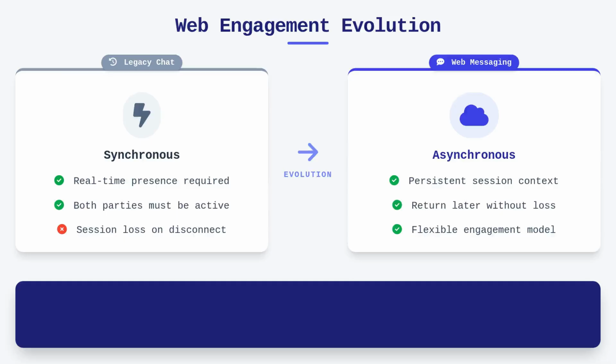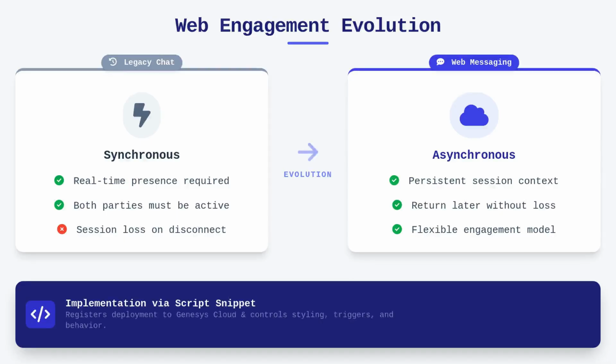This shift from synchronous to asynchronous communication fundamentally changes how you configure the engagement model within your environment. You implement web messaging by deploying a script snippet to your website, which registers the deployment against your Genesys Cloud organization. This snippet acts as the entry point, allowing you to control styling, proactive invitations, and the behavioral attributes of the widget. Understanding this distinction is vital because the choice affects not only the customer experience, but also how you report on performance metrics and configure queue utilization.